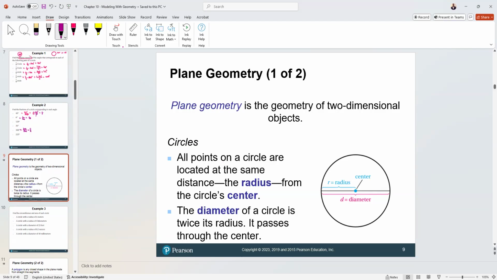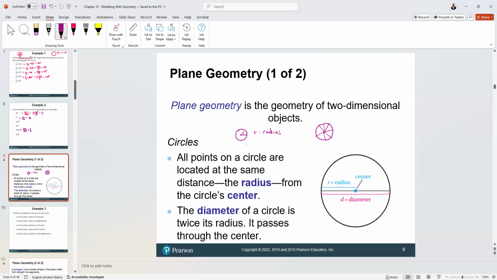So all points on a circle have the same distance, the radius, from the circle's center. If you have a circle and you identify the center, it doesn't matter where you go, from the center everywhere you go, the distance will be the same. We call that the radius. The diameter of a circle is twice the radius. So when I have a circle, if I take it only from the center to any side, we call it the radius, R for radius.